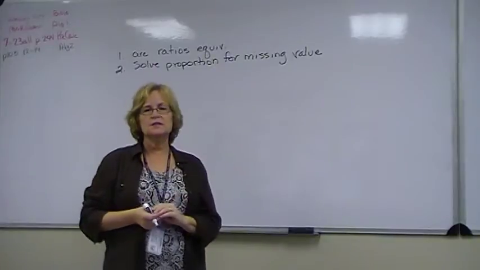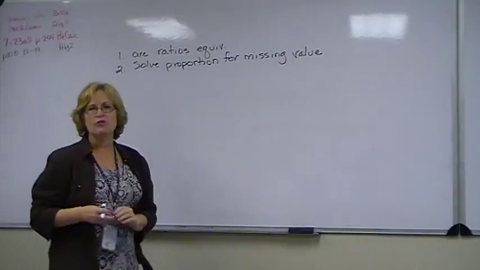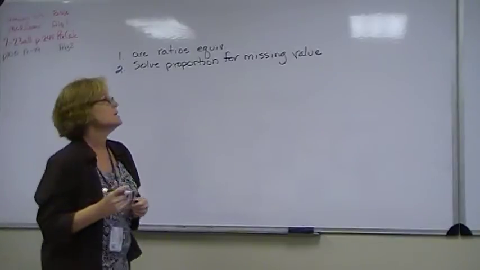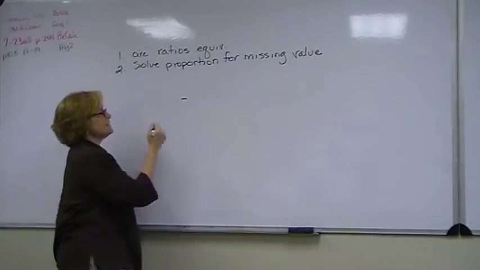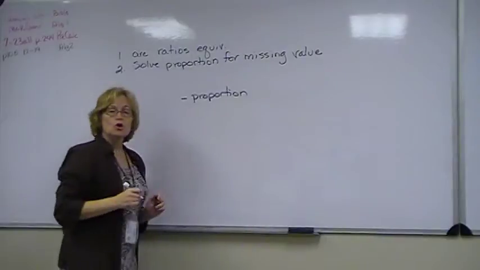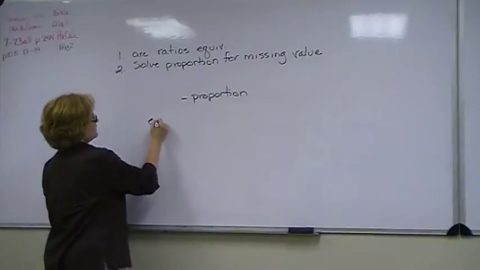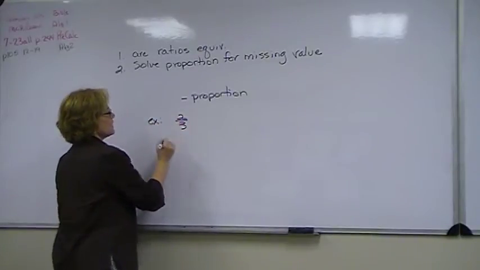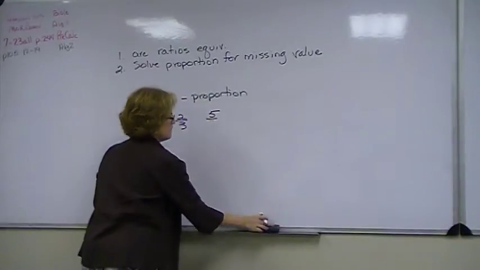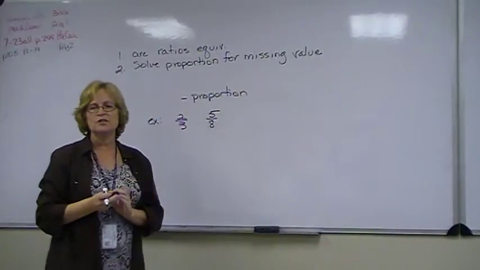Now, since we know the definition of a ratio and a proportion, we're going to look at two things. The first thing we want to be able to do is tell whether ratios are equivalent. If I give you two ratios and I want to see if they are equivalent, step one is I'm going to create a proportion using those two ratios. So on example 1, I'm given 2/3 and 5/8.